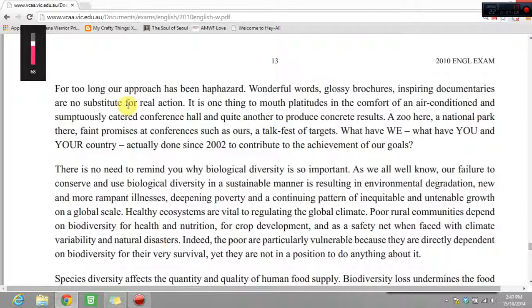So this is also followed by some imagery here with mouthing platitudes and the comfort of air-conditioned and sumptuously catered conference halls. Now here, he's actually talking about the audience, because they are in no doubt listening to this speech in an air-conditioned and sumptuously catered conference hall. So it's kind of an indirect attack here, where they realise, okay, we're not just talking about some other people putting in this fake effort. This is us we're talking about. So they start to feel a little bit probably uncomfortable and start to shift in their seats.